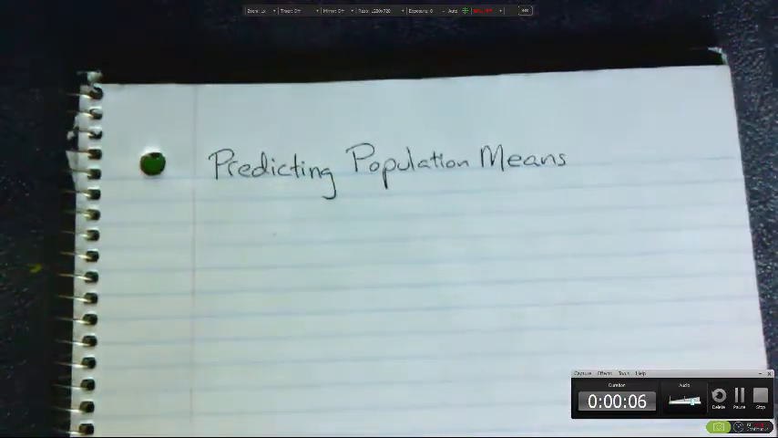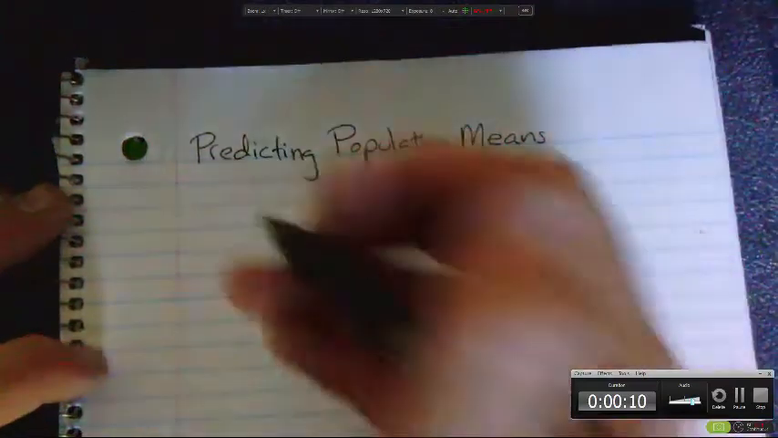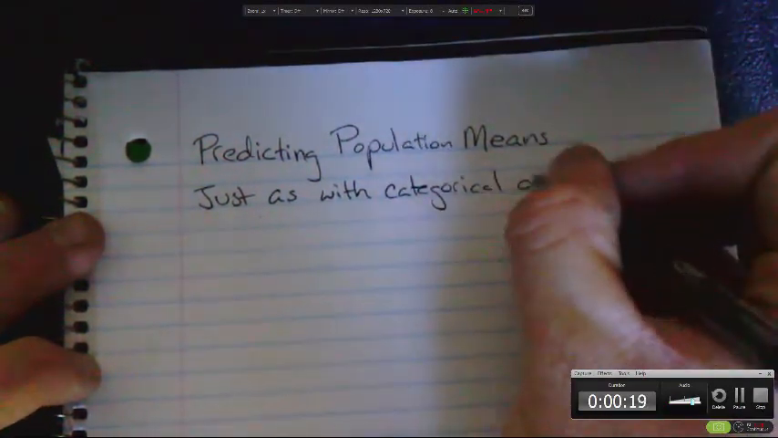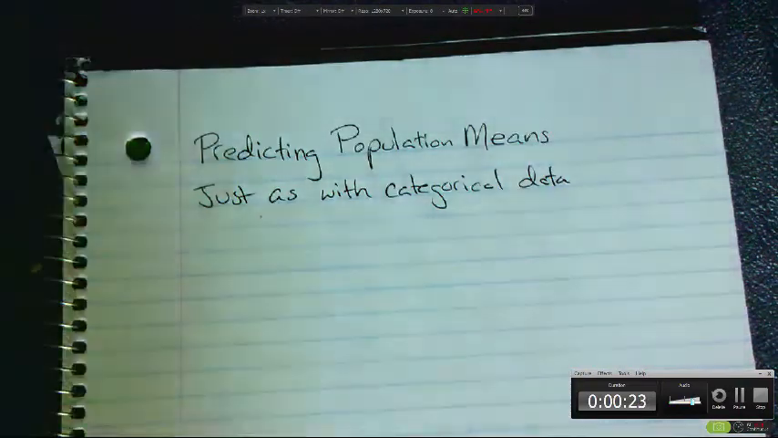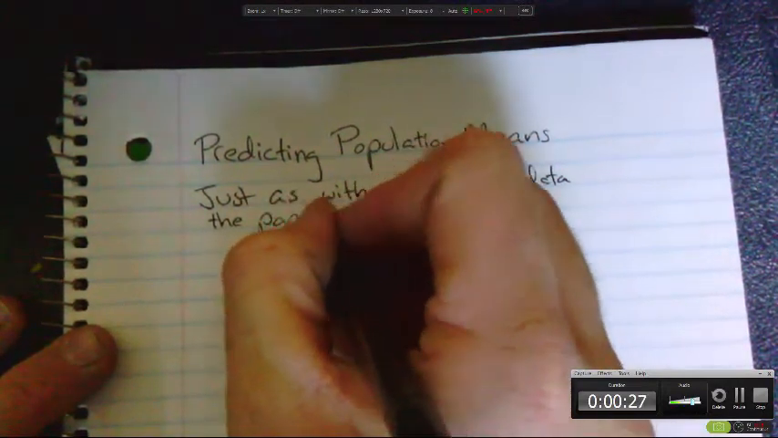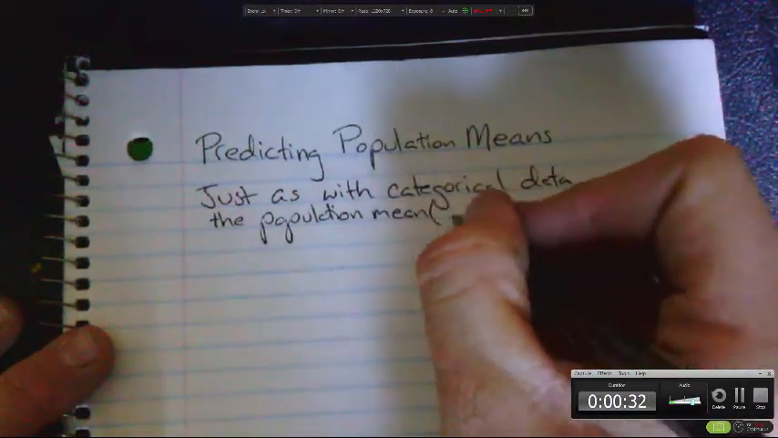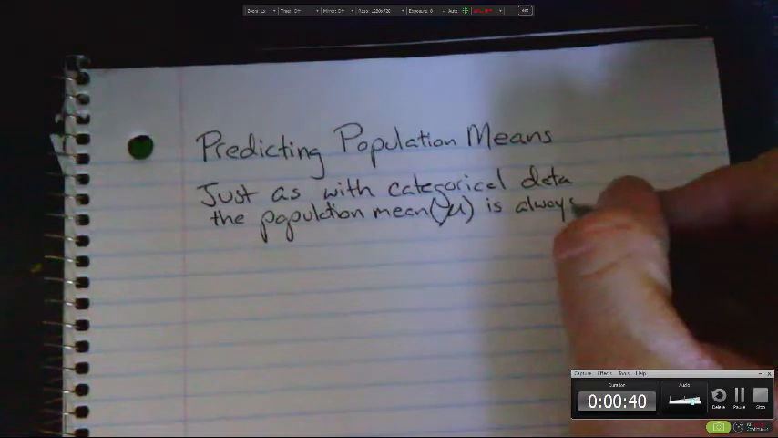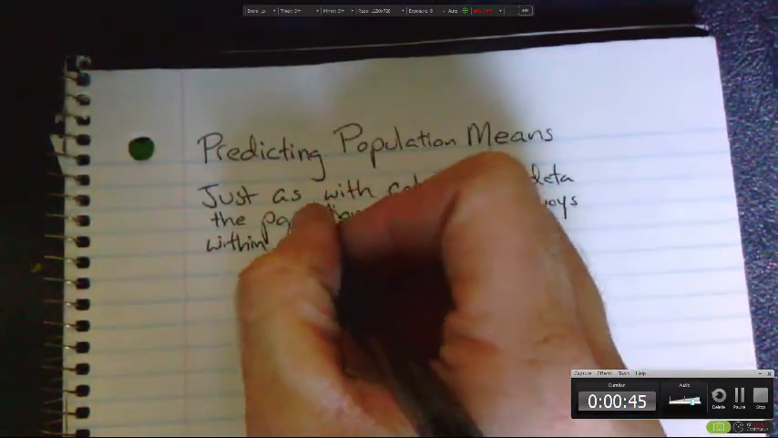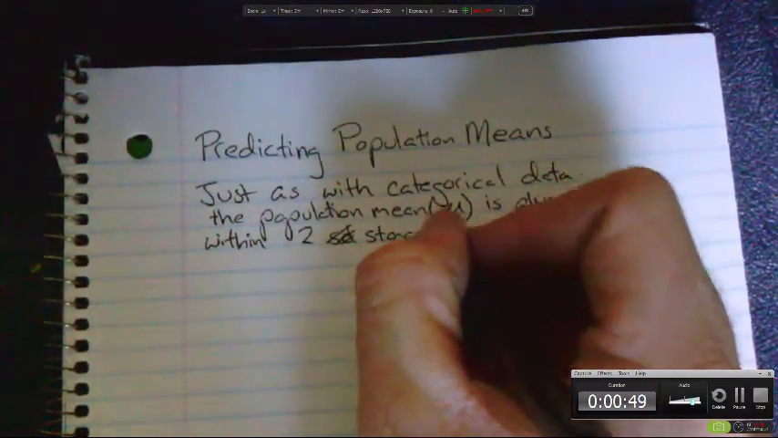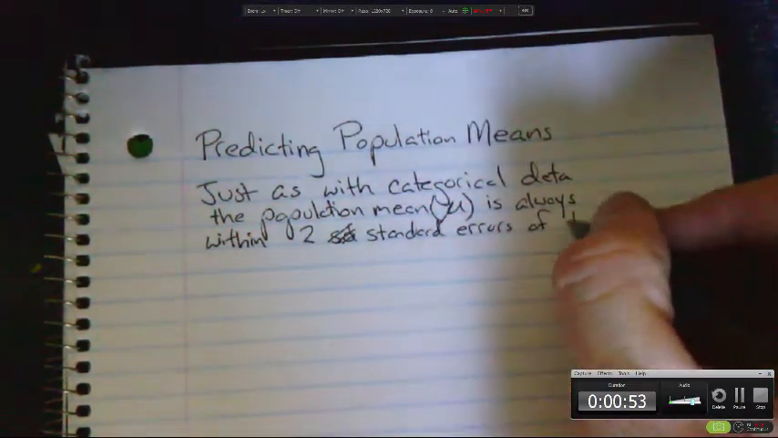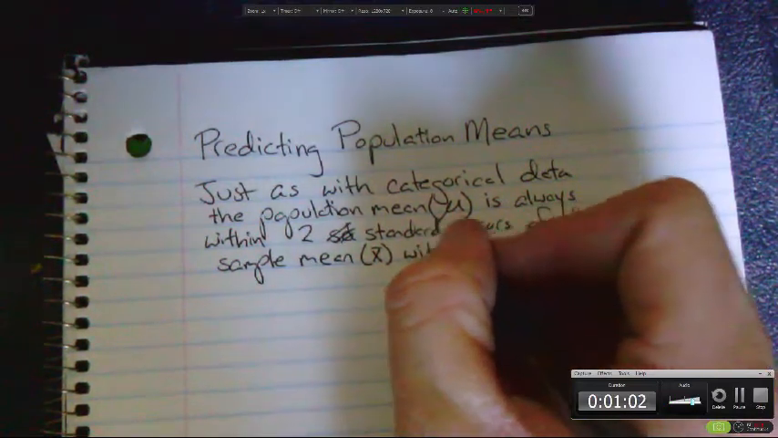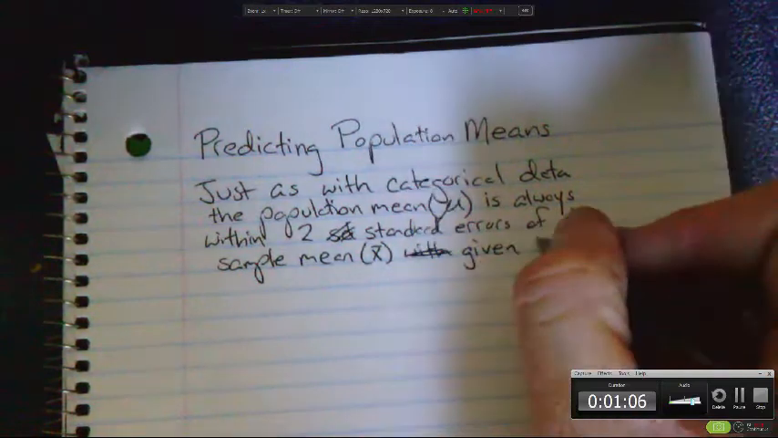Predicting population means. I put down predicting population modes. Just as with categorical data, the population mean, which is denoted with a mu, is always within two standard errors of the sample mean, X bar, given 95% confidence.